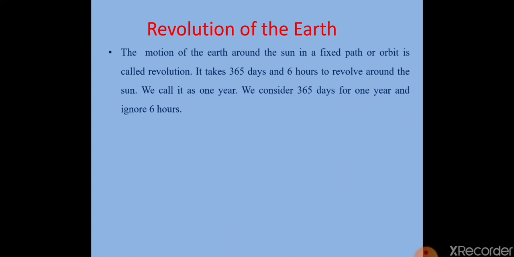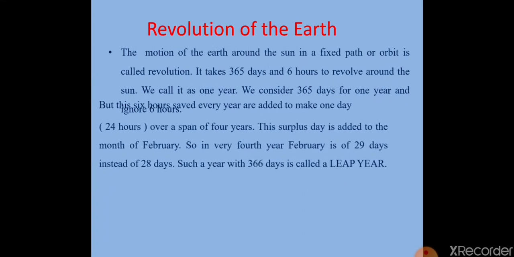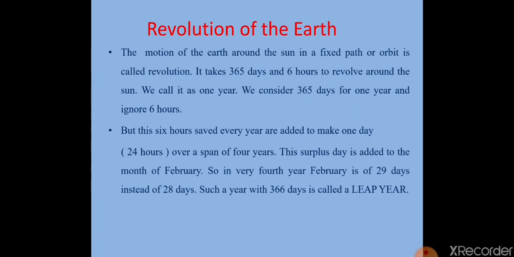Then what happens to these 6 hours? Let us see. But these 6 hours saved every year are added to make one day, 24 hours, over a span of 4 years. This surplus day is added to the month of February. You know, usually February has only 28 days. So, in every fourth year, February is of 29 days instead of 28 days.